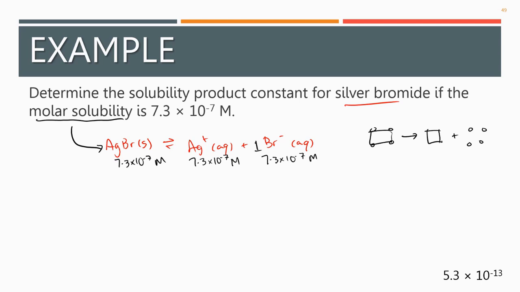The coefficient here of a 1 and a 1 and a 1 means that I'm going to have equal concentrations across the board. Now, it's telling me to calculate the Ksp. So I'm going to write the Ksp expression for this.